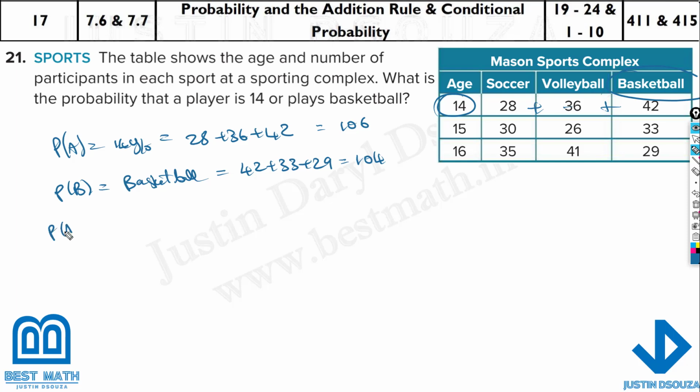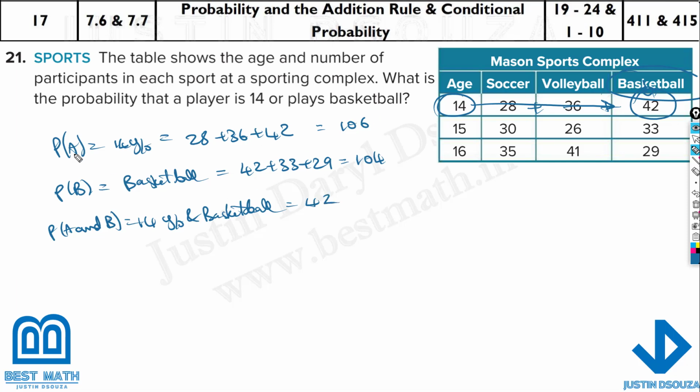Now there is one more probability. Probability of A and B. What does that mean? 14 years old and basketball. So who are playing basketball who are 14 years old? This is the number, right? 14 years basketball. It's 42 people.